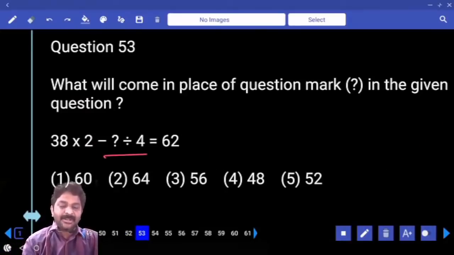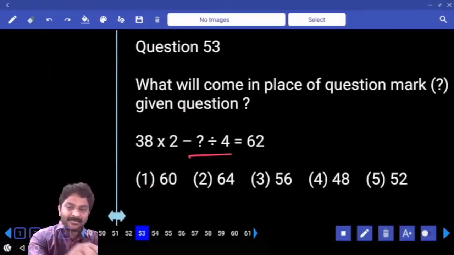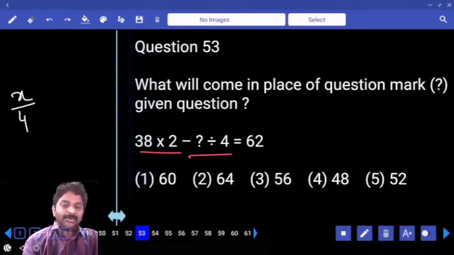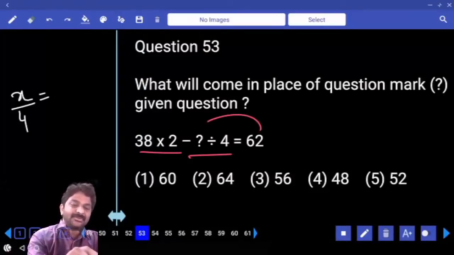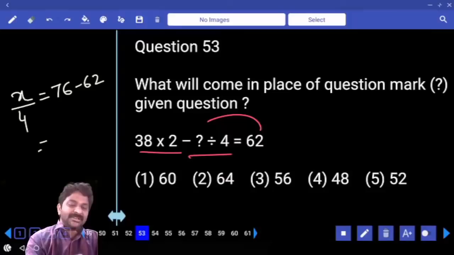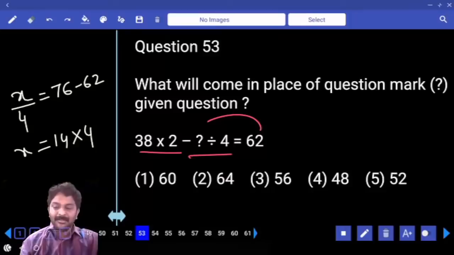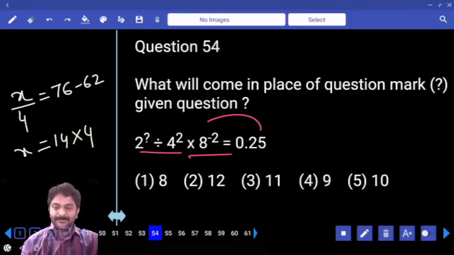Minus x by 4 comes to the other side. X divided by 4. 38 2 times. 76. 62 comes to the other side. 76 minus 62. How much is this? 14. Then x is equal to 14 into 4 only. How much is that? 56.